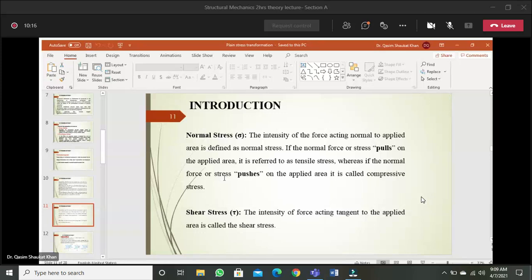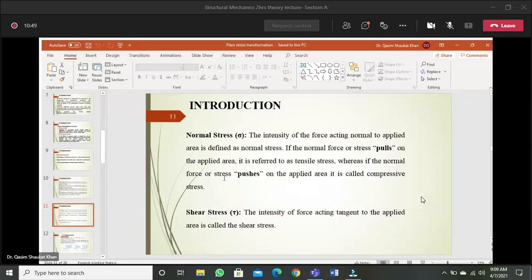In general, tensile stresses which are producing the pull in the body, which are trying to elongate the body, are considered positive stresses. And compressive stresses which are trying to shorten or contract the body are negative in nature. Fine. So we will represent tensile stresses with a positive sign and compressive stresses with a negative sign.